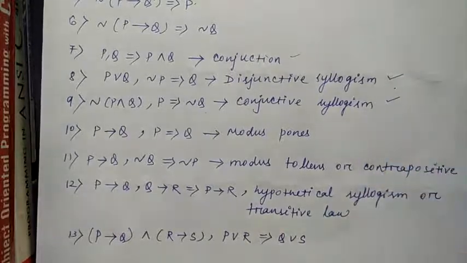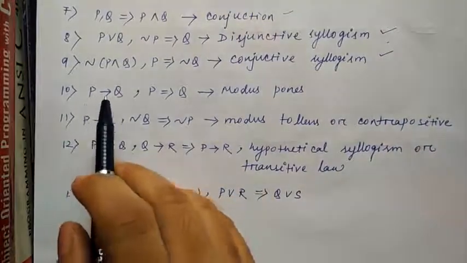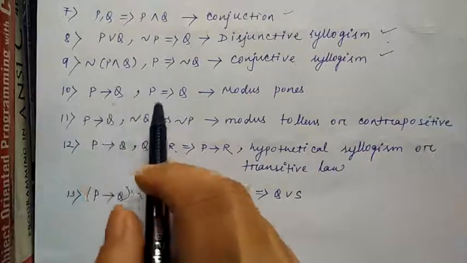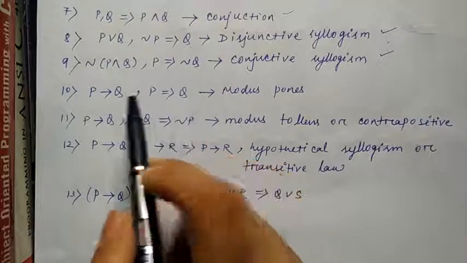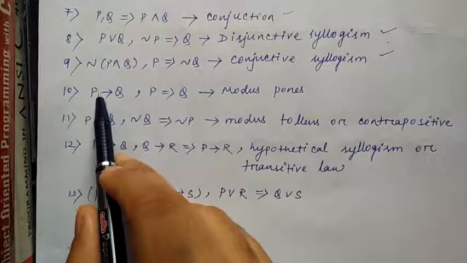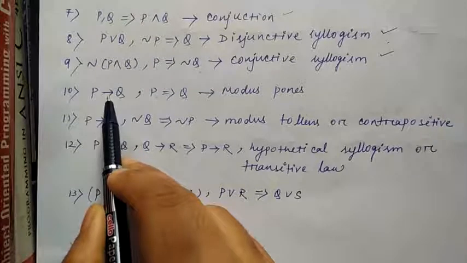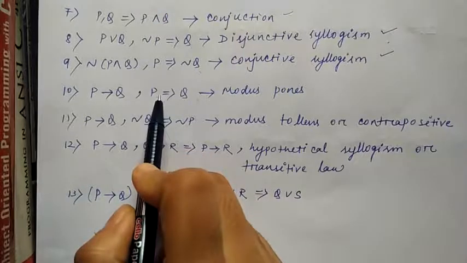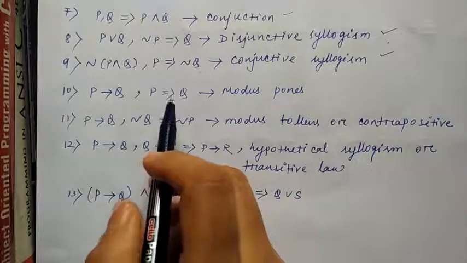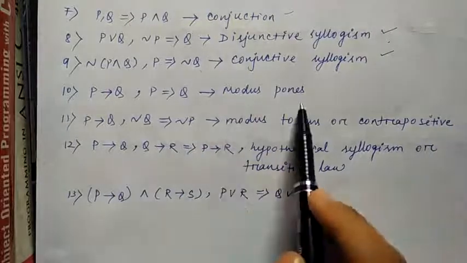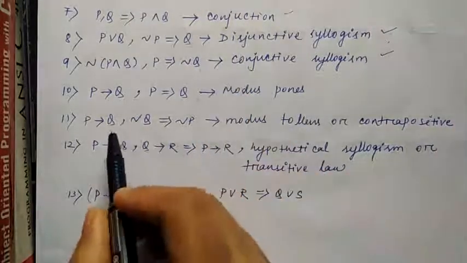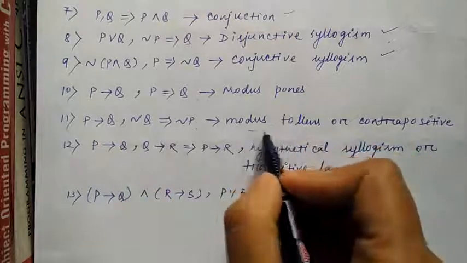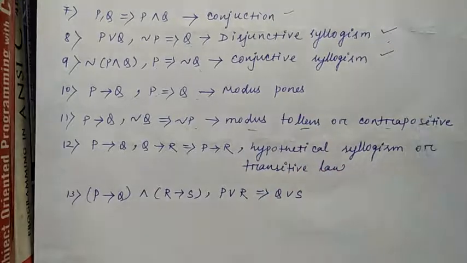These two are very important. Then if P then Q, then P if and only if Q. So this is what I've told you in the previous class, this is if and then, this is if and only if, conditional and biconditional. Yes, so this is called modus ponens. Then P tends to Q will be negation of Q tends to negation of P. This is called modus tollens or contrapositive.